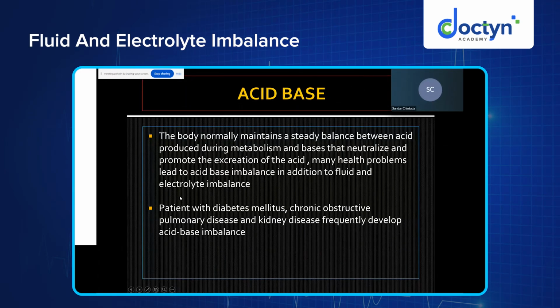The body normally maintains a steady balance between the acid that is produced during metabolism and the bases that neutralize it and promote the excretion of the acid. Many health problems are related to acid-base balance, in addition to fluid and electrolyte imbalance. The body has a very good physiological mechanism. It adapts, and the lungs and kidneys, which we have discussed, play a good role in maintaining the acid-base balance. Patients having diabetes, COPD, or kidney disease are more prone to develop acid-base imbalance.